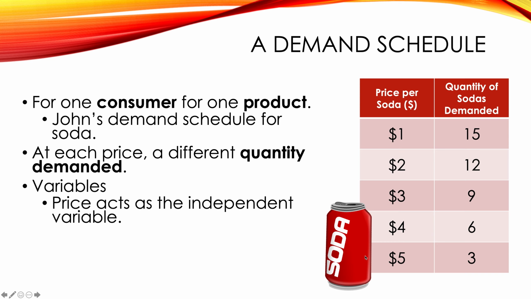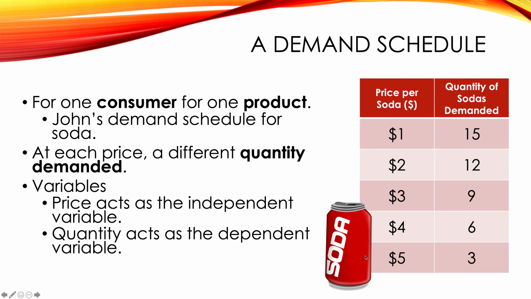So the way to look at this in terms of variables is price is going to act as the independent variable, meaning that's the thing that changes the other thing, right? That means the quantity of sodas demanded, that's the dependent variable. How many sodas John wants to buy is dependent upon the price of each soda. So that's how to read a demand schedule.